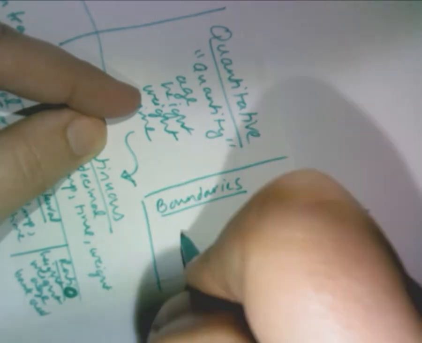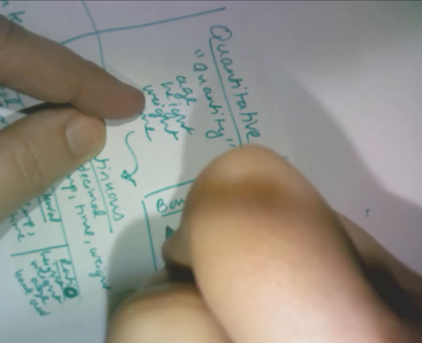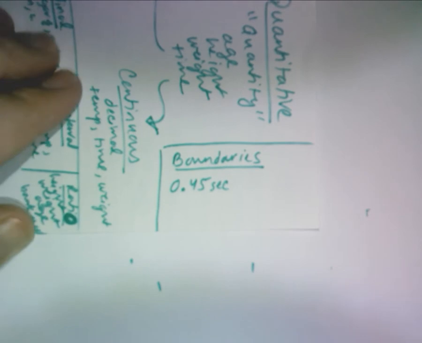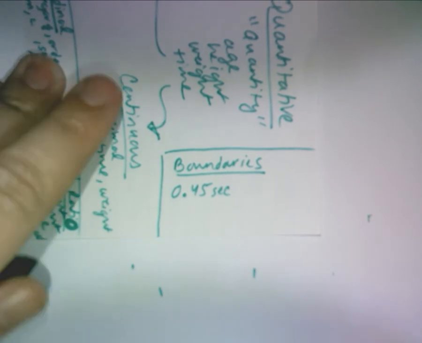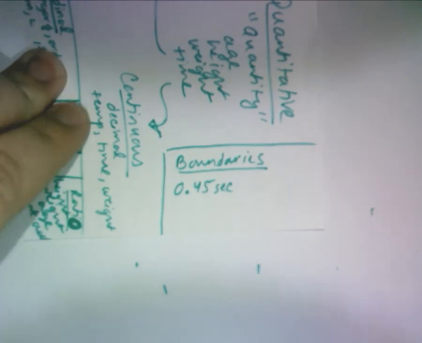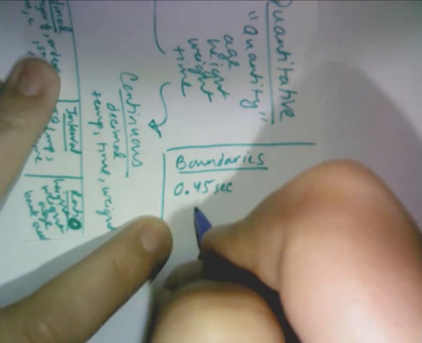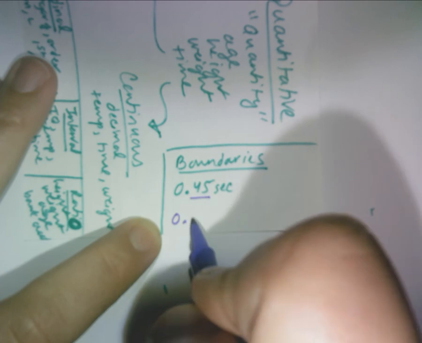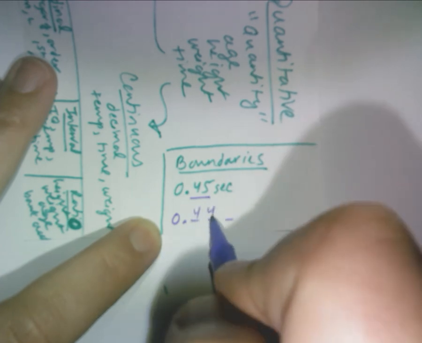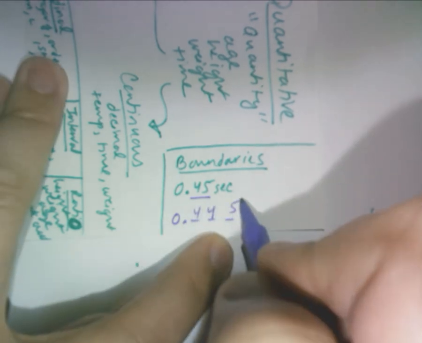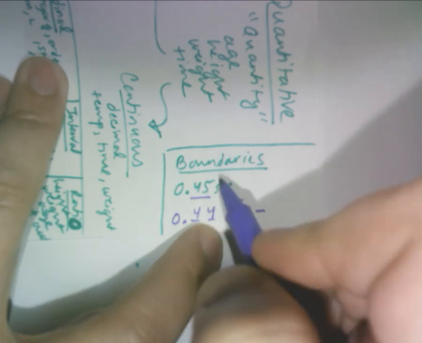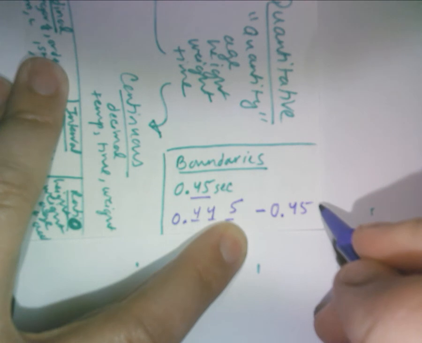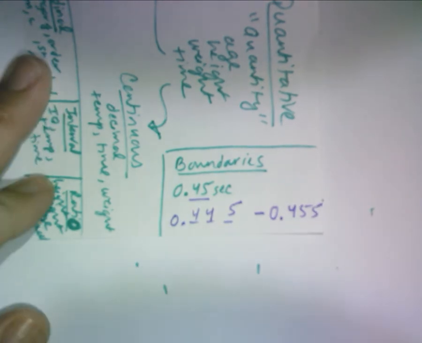So if I give you, I'll make up a number, 0.45 seconds, and I said, tell me the boundaries for that. What are you going to say is your boundary? 0.4 what? Okay, so see how there's 2 here? You need 3. You need 1, 2, 3. So 4, 4, and you always end in a 5. Then you write it again like it is, 0.45, and then you end in a, that's it.